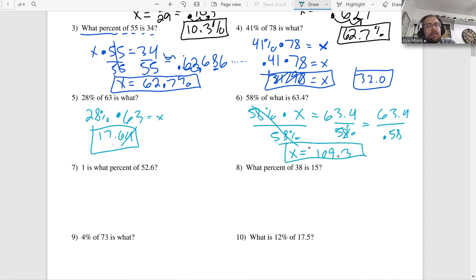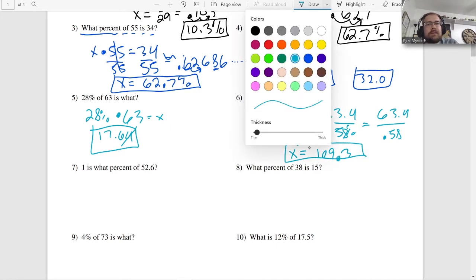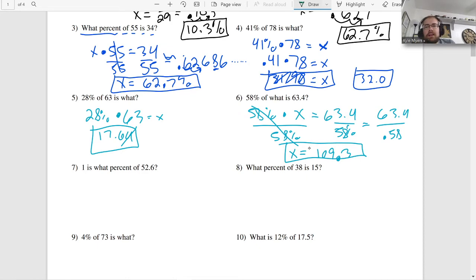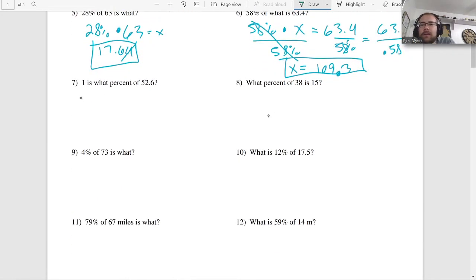All right, cool. So let's go ahead and change colors again. On to green. 1 is what percent of 52.6? Okay, so now it's a what percent question. We have to make sure we write it as a percent. This was exactly like we did on number 1 and 2. It's just structured a little bit differently, not in quite the same order.